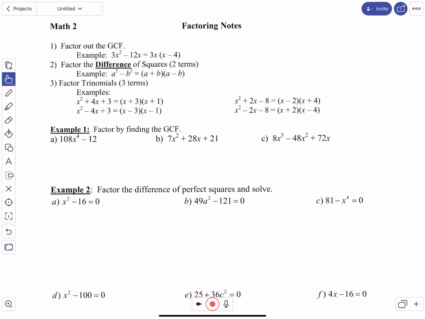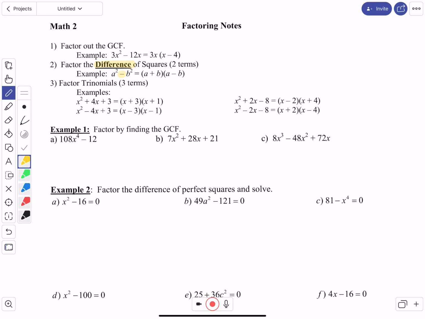Once again, it's very important to know your perfect squares. Another place where knowing your perfect squares comes into play. Difference means subtraction. So when it says difference, you're going to see subtraction here. If it's a plus, it's not going to be difference of squares. And then factoring trinomials is when you have 3 terms. We'll talk more about that when we get into those examples.